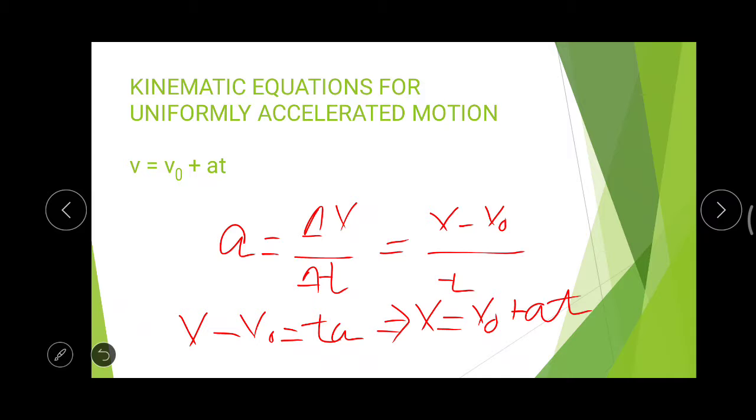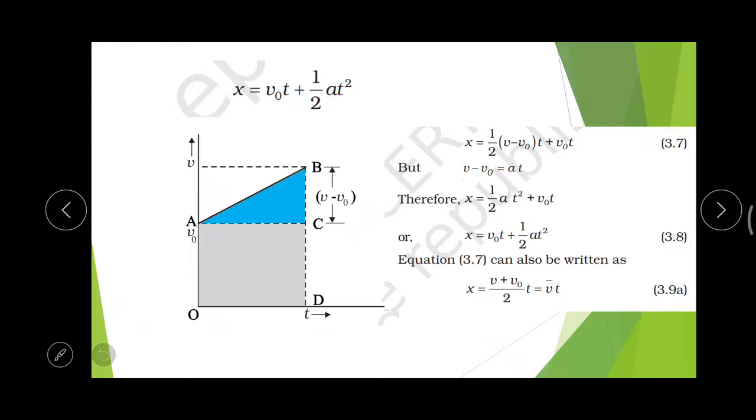Okay, now let us come to the second kinematic equation, that is x, the displacement occurred, is equal to v0 t plus half a t square. So we already have a graph here, a velocity time graph. You know that if a velocity time graph is given, then the displacement is equal to the area under the graph.